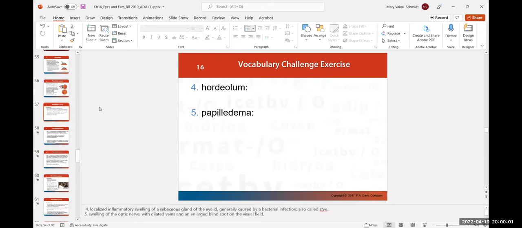And chalazion, that is a swelling of the sebaceous gland. It's usually a bacterial infection. Swelling of sebaceous gland.